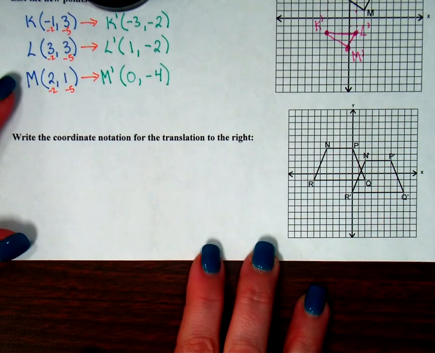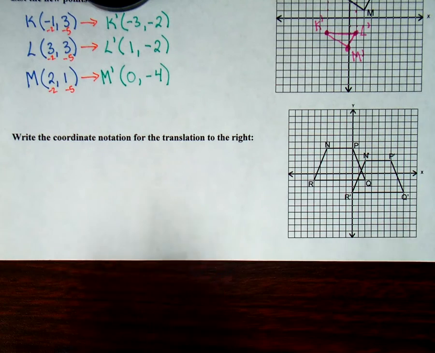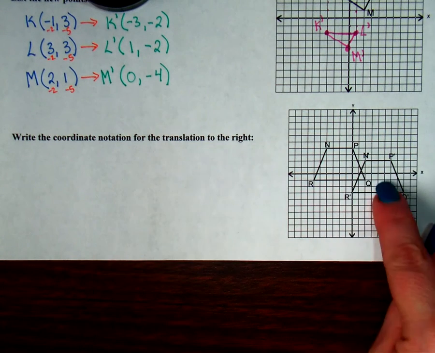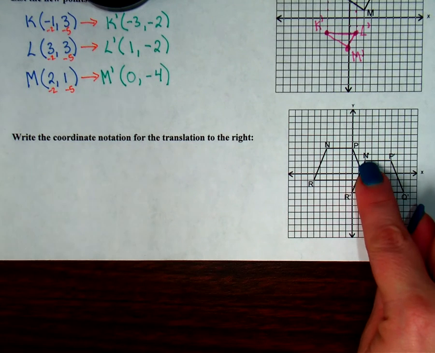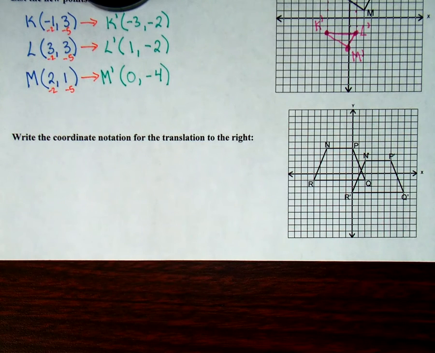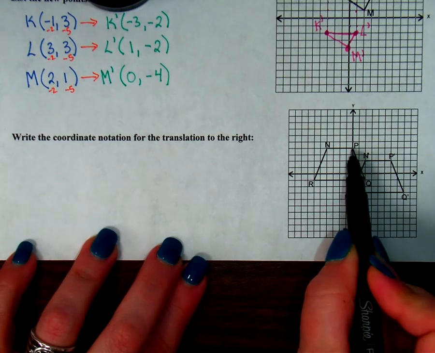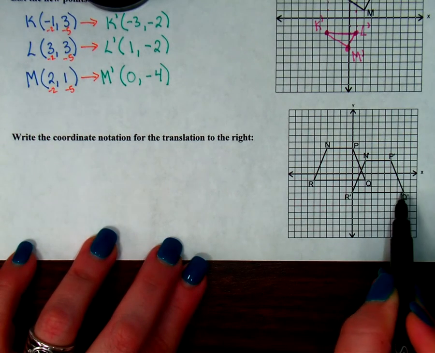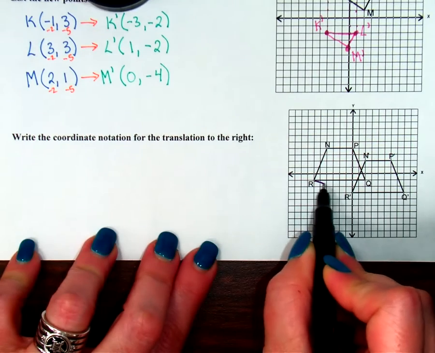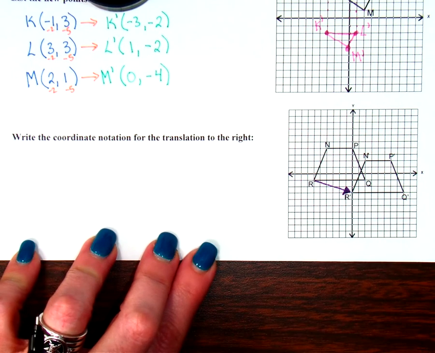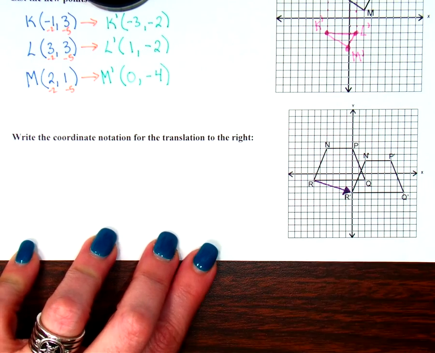Write the coordinate notation for the translation to the right. So it's real tempting to just go, okay, so to get from this figure to this figure, I'm going here, so I just need to look at this little distance. But remember, you have to match up corresponding pieces. So that means I need to go from R to R prime, or N to N prime, P to P prime, or Q to Q prime. So we need to make sure we're looking at what is this change right here. Okay? Because it has to go correspondingly.